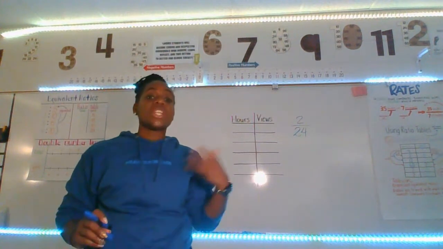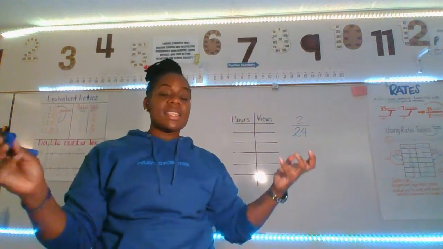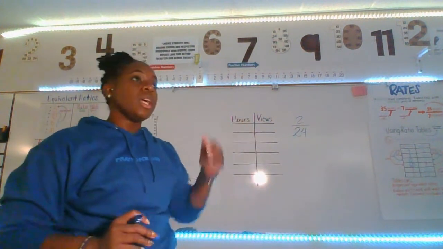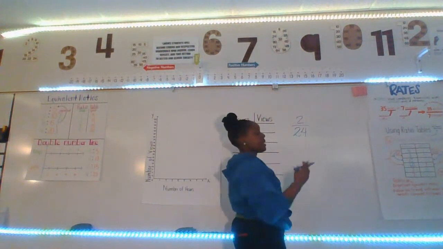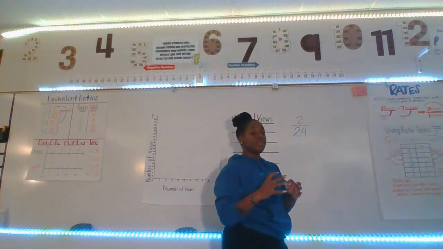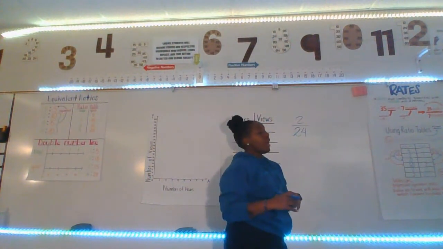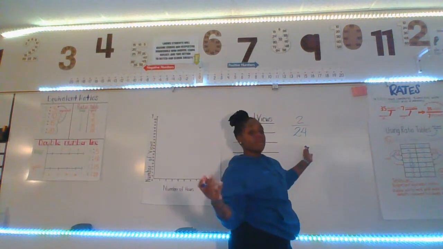Now, you always want to check to see if your ratio can be simplified. What's the greatest common factor between 2 and 24? So let's work it out and let's see if it can be simplified. Because sometimes they may give you the value, which is the smallest form of your fraction or your ratio, and then other times they may give you a ratio that can be simplified.